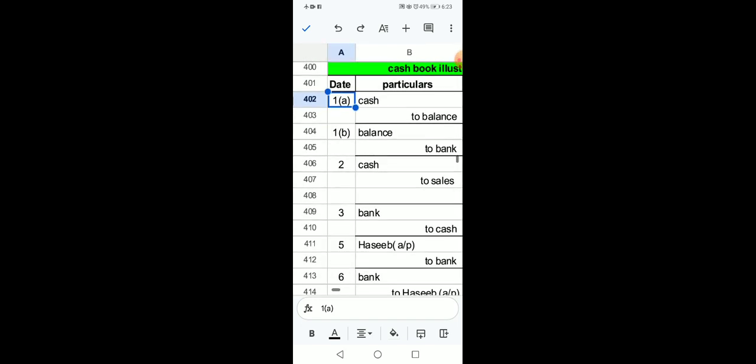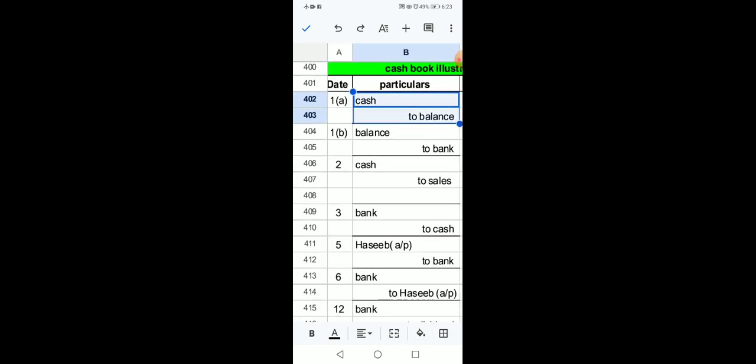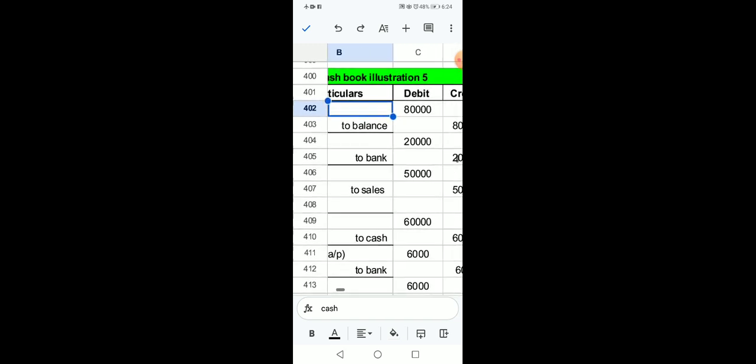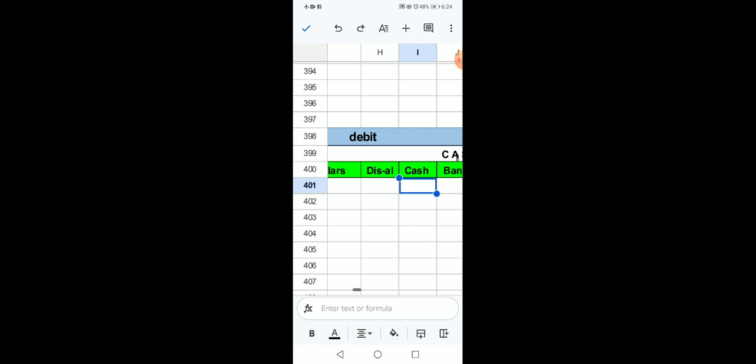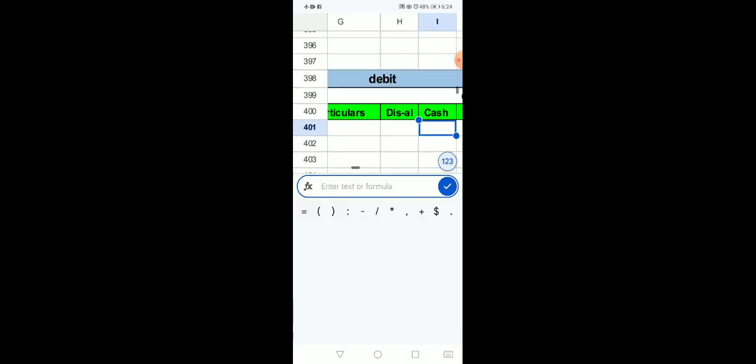So first entry, let's see. The first entry has two elements, cash and balance, but we are associated with cash only. No other item would be posted in the cash book. If you have balance, sales, or other accounts, all these elements would not be posted. We are going to post only three elements: cash, discount and bank. That cash is being debited, so we will go to the debit side of the cash and write the amount 80,000 over here.